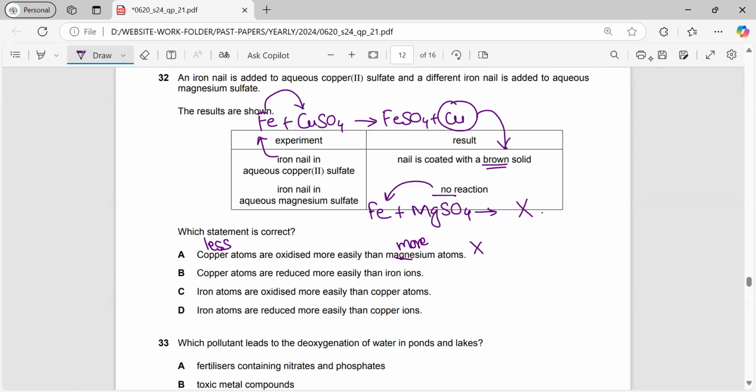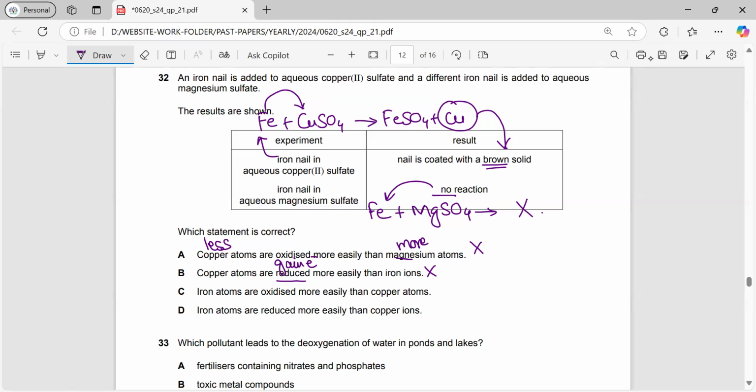Copper atoms are reduced more easily than iron ions? Copper ions are reduced more easily. Reduced means they gain electrons. So do copper atoms gain electrons more easily than iron ions? No, it's wrong. Iron ions gain more easily.